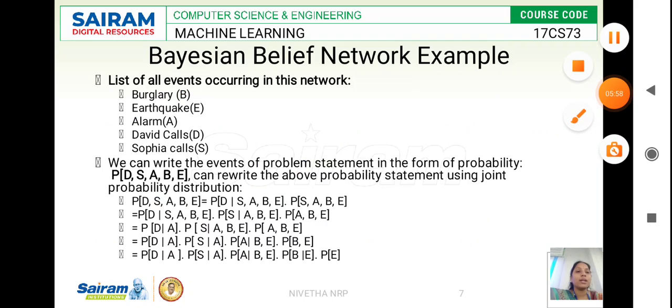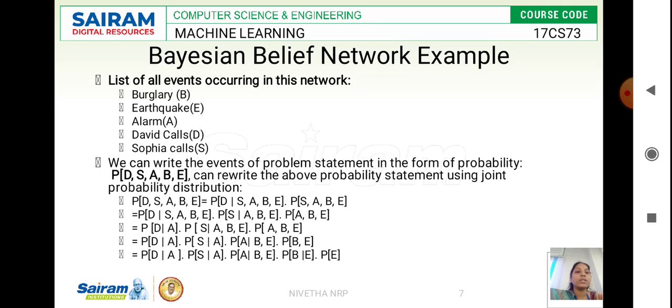Now we'll construct a Bayesian network, and we will find the probability distribution function. What are all the events occurring in the network? We have 5 events: the burglary, represented by B; earthquake, represented by E; alarm, represented by A; David making a call, represented by D; and Sophia making the call, represented by S. These are all the events occurring in the network: B, E, A, D, S.